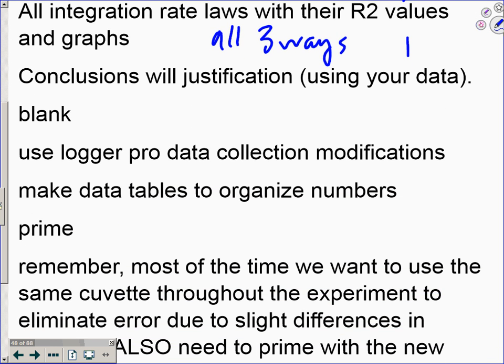Use the Logger Pro data collection modifications, which means that when you go into Logger Pro and hit data collection, you will have to modify it for the length of time. So it might cut off after 60 seconds. Well, that may not be enough time for us. We'll have to modify that before we get started.